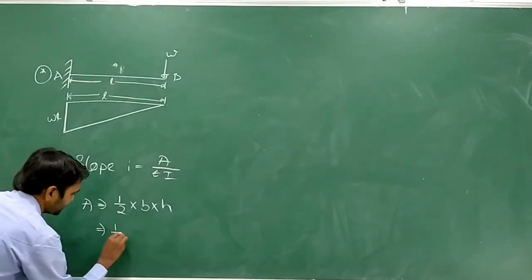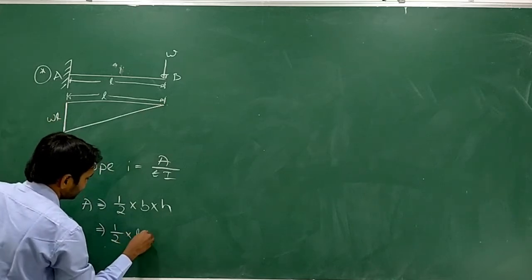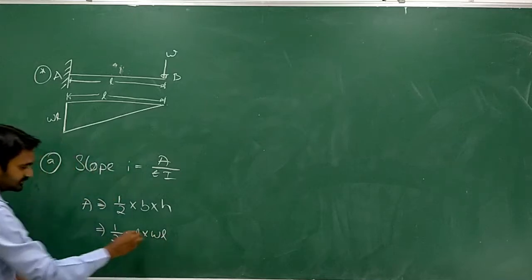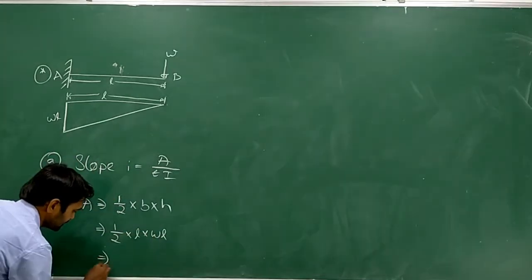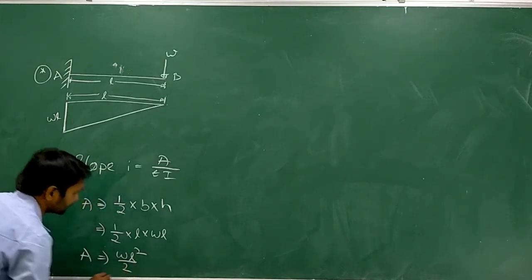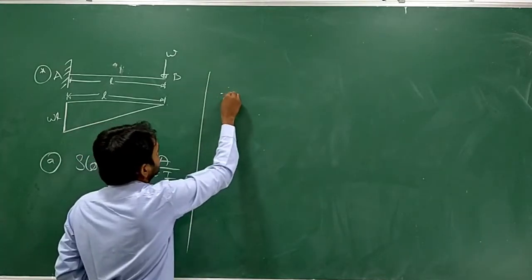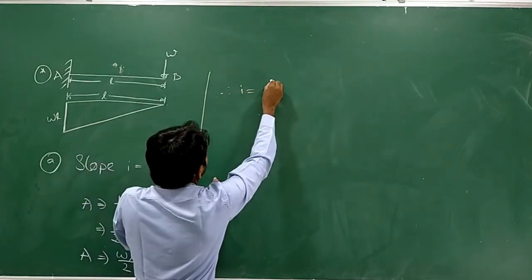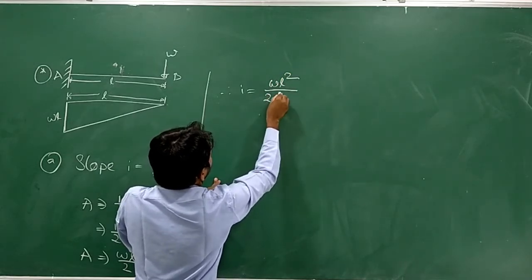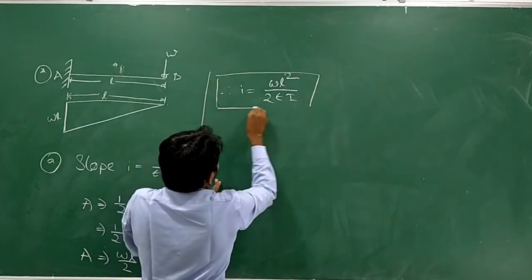So 1 by 2 into, what is the base here? L. What is the height here? W into L, so WL. If you solve this, WL square by 2. So area equals WL square by 2. My slope is A by EI. Therefore theta equals WL square by 2EI is my slope.